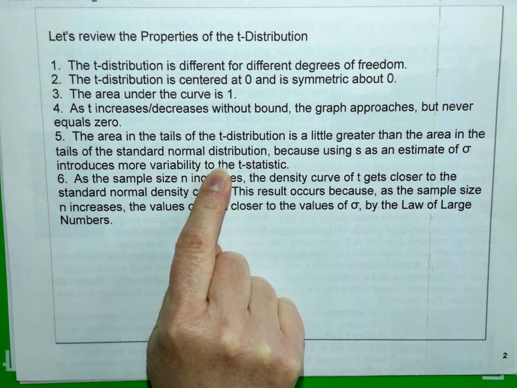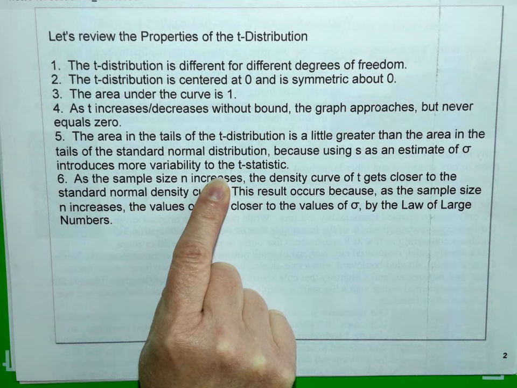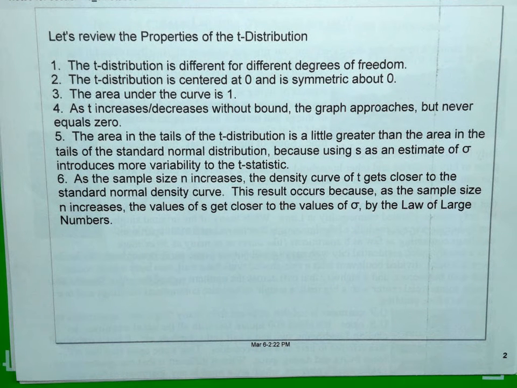The area in the tails of the T distribution is a little greater than the area in the tails of a standard normal distribution because using S as an estimate of sigma introduces more variability to the T statistic. So these values are going to be just a little bit more than if we looked at the same value on the T table. As the sample size n increases, the density of the T gets closer to the standard normal density curve. This result occurs because as the sample size n increases, the values of S get so close to the values of sigma by the law of large numbers. So here's that law of large numbers coming back at us again.